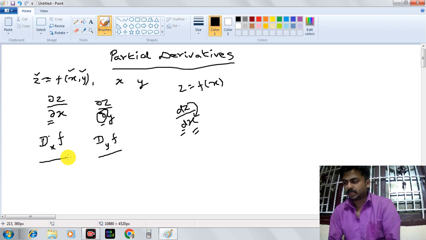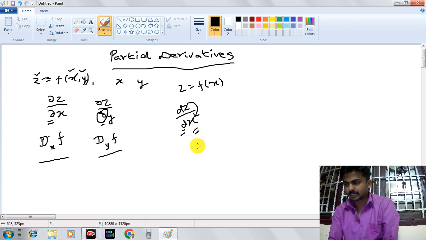In this we have a definition: the derivative of z with respect to x, treating x as the variable and y as constant, is the partial derivative of z with respect to x. In the same way, the partial derivative of the function treating y as variable and x as constant is given by the partial derivative of z with respect to y. These two definitions are very, very important.